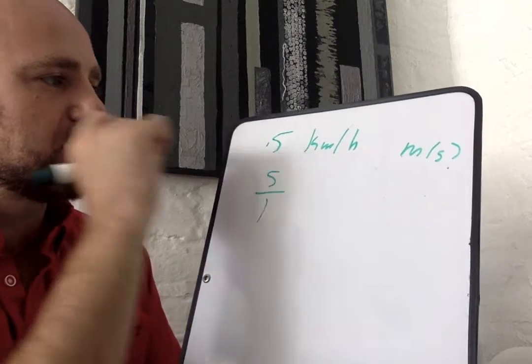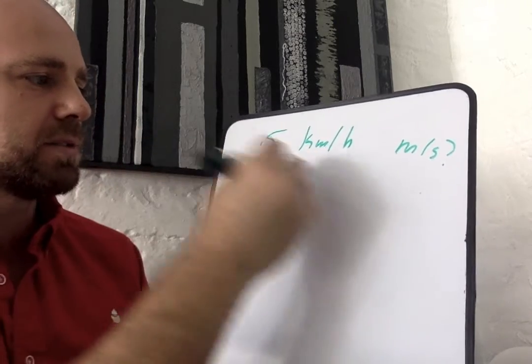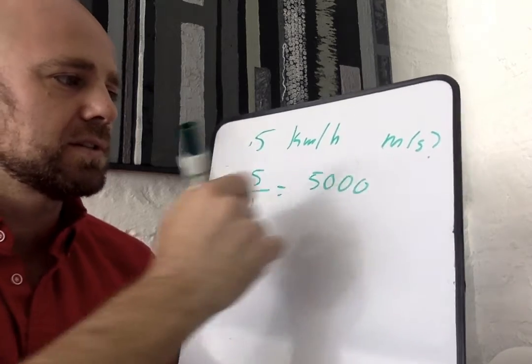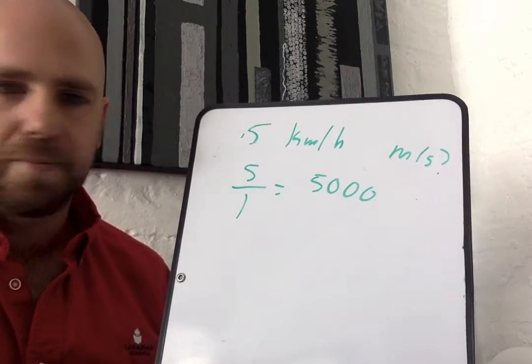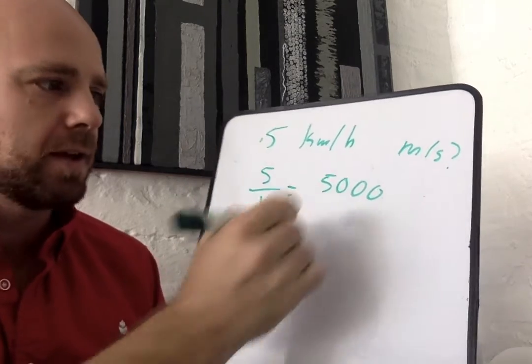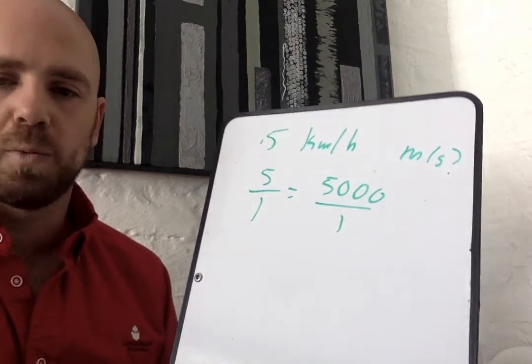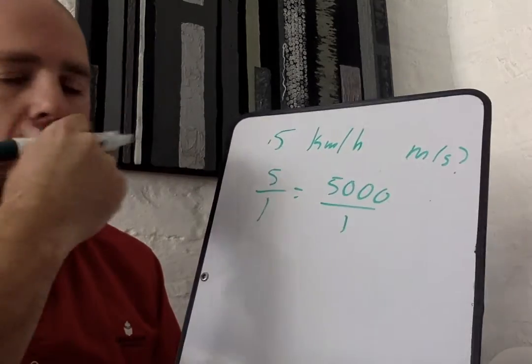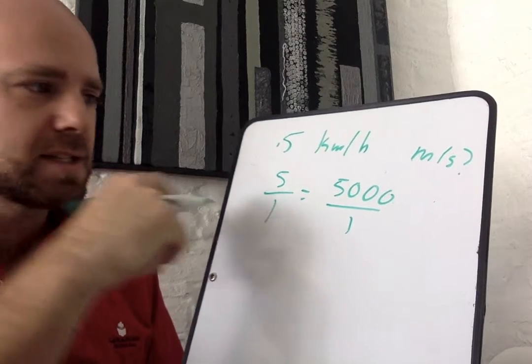Now I need to change my kilometers into meters. So this is the same as saying 5,000 meters, so you're basically going 5,000 meters per hour. Okay, so 5,000 meters in 1 hour. So I'm changing it from kilometers to meters. Now I need to change my hours to seconds.